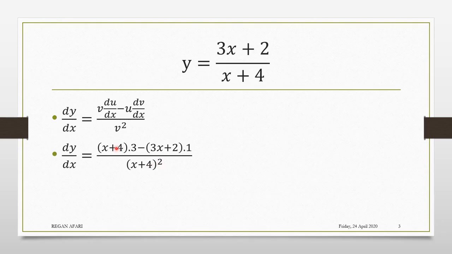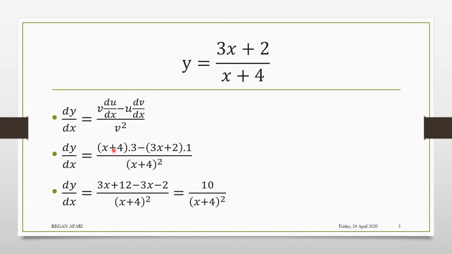Now our job is left with algebra, because what we have done here is the calculus, the differentiation. The rest is our algebra. So we will expand this bracket and that bracket and simplify. When we expand, 3 times x gives us 3x, 3 times 4 will give us 12. Then 1 times this whole thing is the same thing.